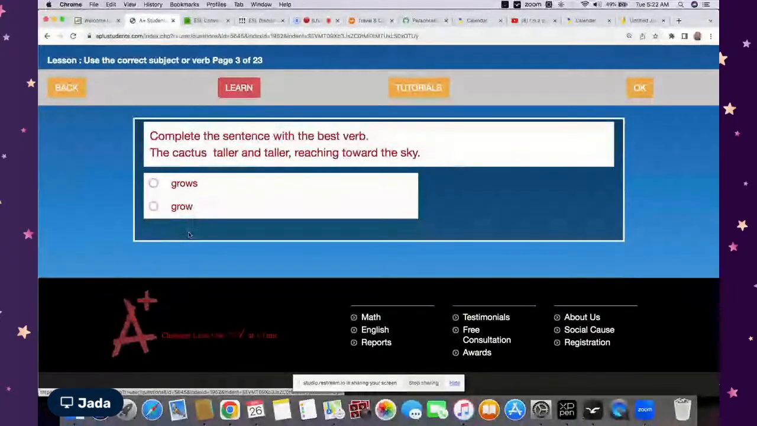All right. So the cactus dash taller and taller, reaching toward the sky. Grows or grow? What's the answer? What's your answer for the next one? Let's see.